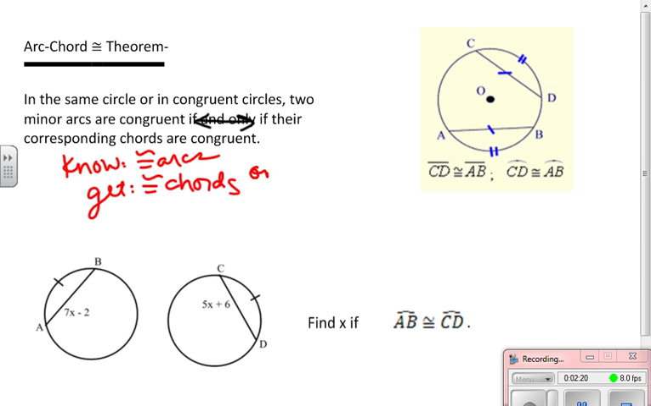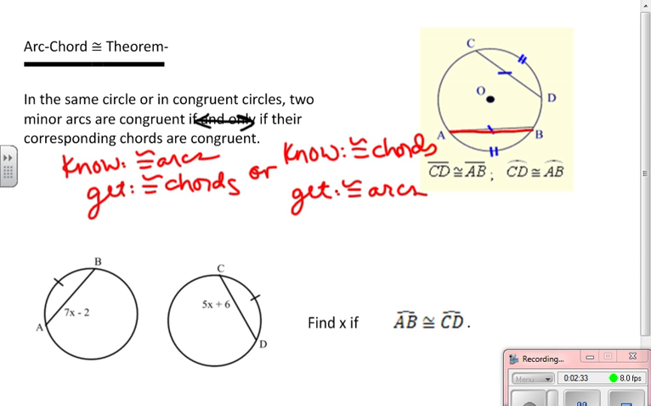Or if you know congruent chords, you get congruent arcs. And this should feel pretty good. If you take and slice off an equal segment here and here, no matter how you turn that length, what you cut off, in a sense, will end up being the same.